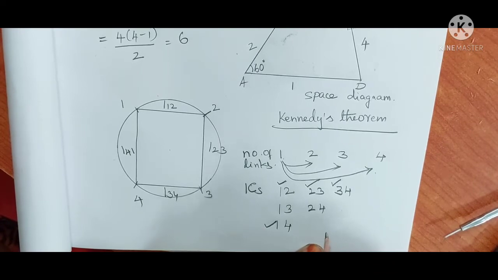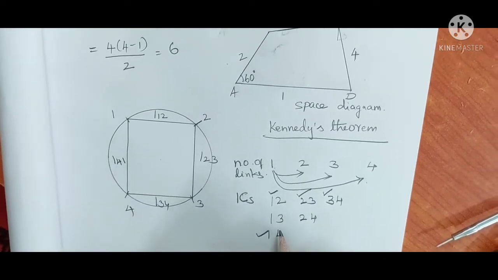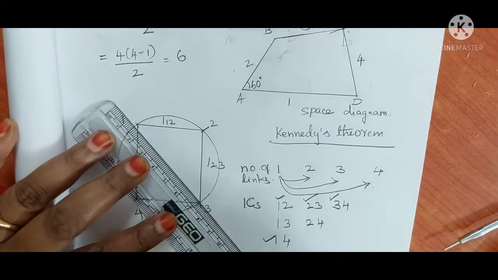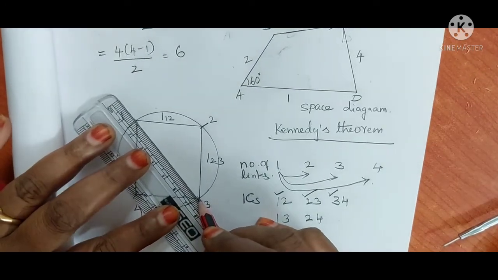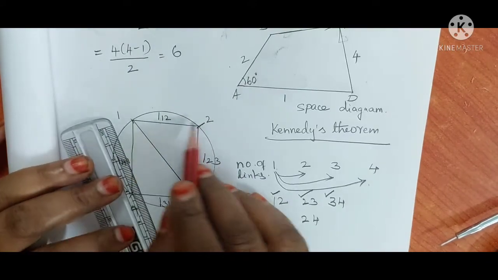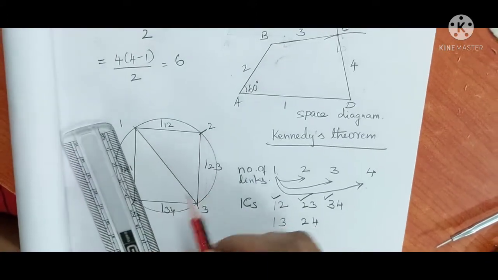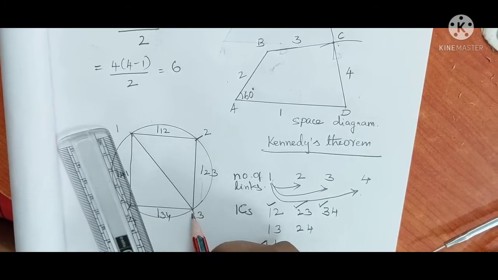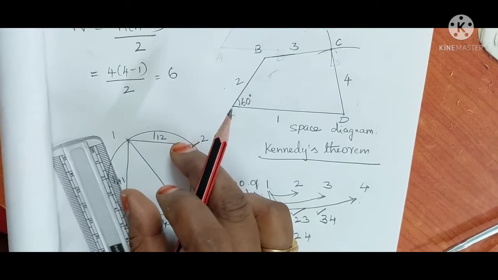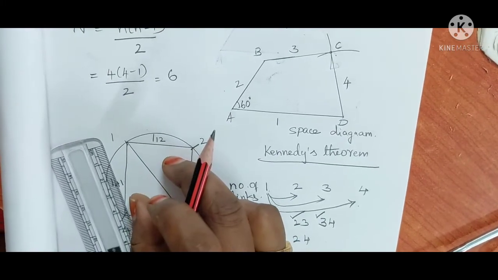So we need to locate 2 more centers, that is 1, 3 and 2, 4. Simply by joining this 1, 3, so from this triangle, how can we get 1, 3? We can get that with the help of these 2 triangles. This is what Kennedy's theorem states.